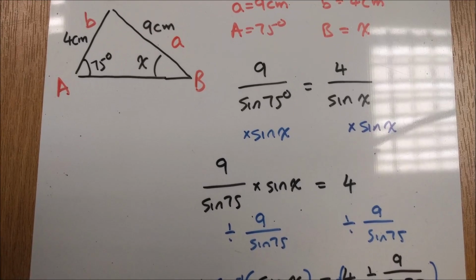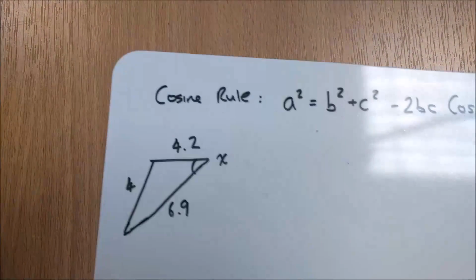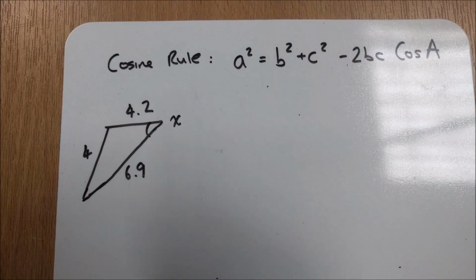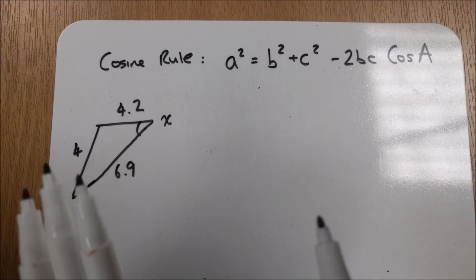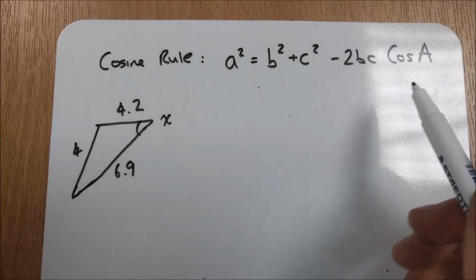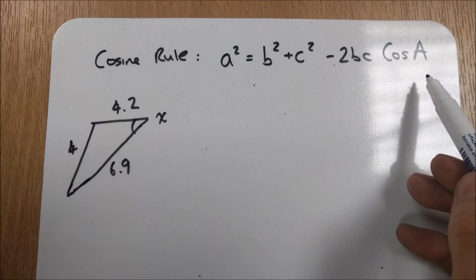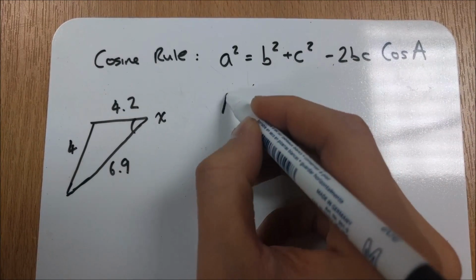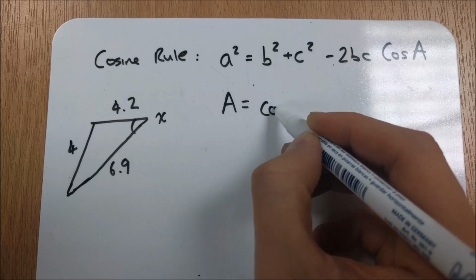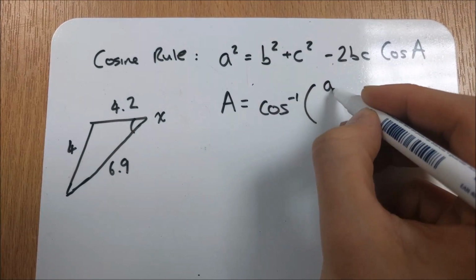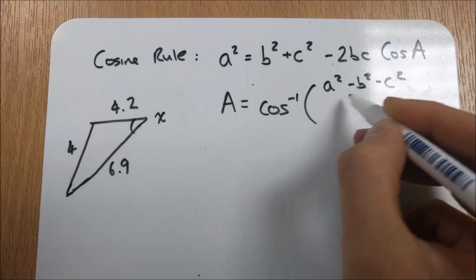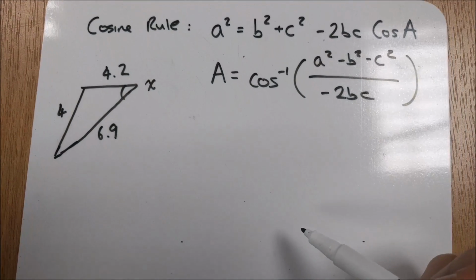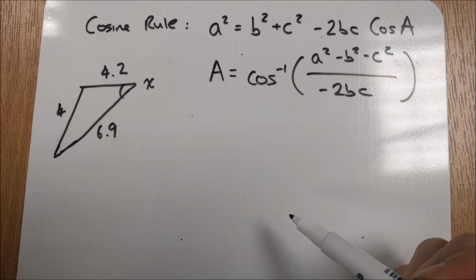We can do the same thing with the cosine rule. So for this question, again, I have 3 sides, 1 angle, therefore I can use the cosine rule. Because the cosine rule only has 1 angle, the capital A, I can rearrange this equation in terms of A to make my life easier. So you might have seen this around. You can rearrange the equation to get cos to the minus 1 of a squared minus b squared minus c squared over minus 2bc. And that is your cosine rule used to find angles instead of sides.